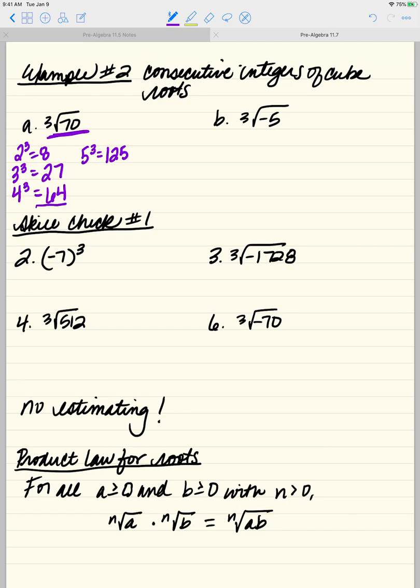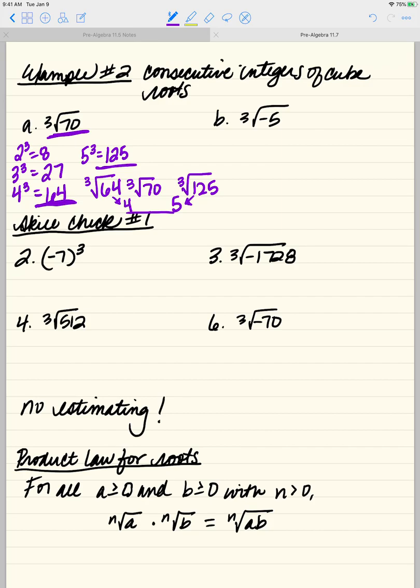So the cube root of 70 is going to lie in between 64 and 125, right? So the cube root of 70 is going to lie in between the cube root of 64 and the cube root of 125. And the consecutive integers then that the cube root of 70 will lie in between will be 4 and 5, because the cube root of 64 is 4 and the cube root of 125 is 5. So between what two consecutive integers does the cube root of 70 lie? Between 4 and 5. Okay.